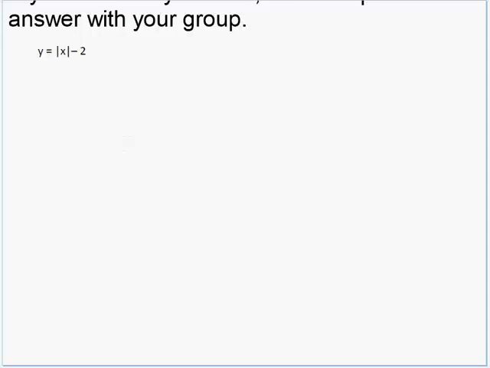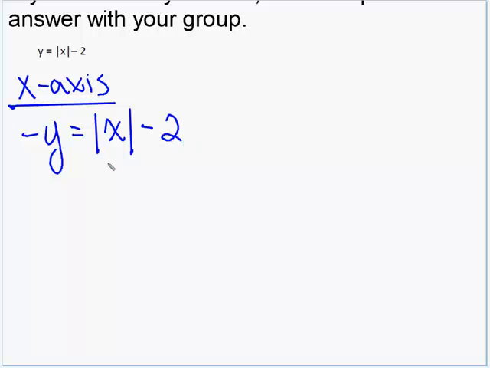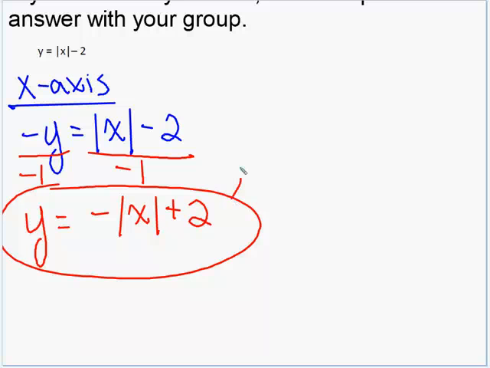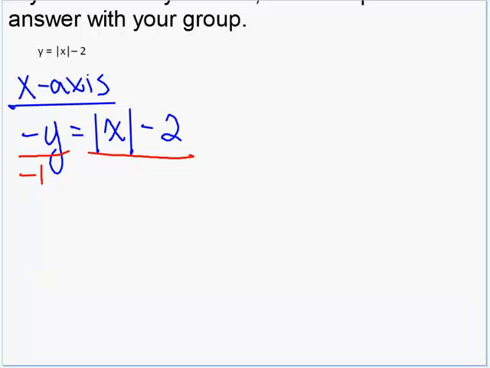So first, let's check x-axis symmetry. So we're going to take the y out and replace it with a negative y. We still have our absolute value of x minus 2. So are these equivalent to what we started with? No, because now our y is negative. If I were to divide or multiply both sides by a negative 1, we would have positive y equals the negative absolute value of x plus 2. And that is very, very different from what we started with. So definitely not x-axis symmetric.